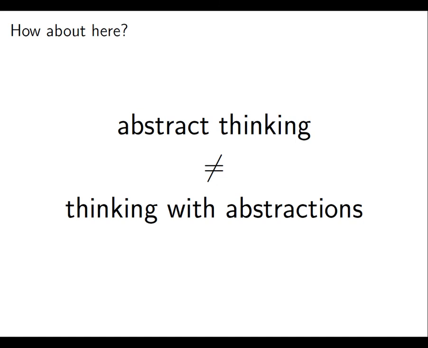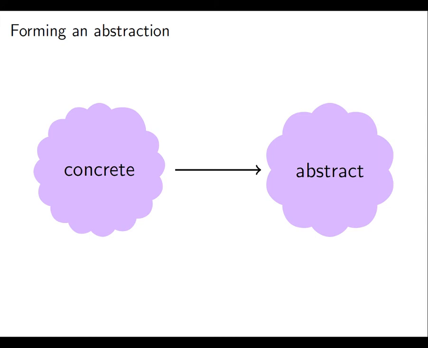This might be slightly more surprising to you. It turns out that there's an important distinction to be made between abstract thinking and thinking with abstractions in the sense that we typically want students to do in software engineering. And my claim is that abstract thinking is necessary but not sufficient for students to be able to succeed in this area. So let's say a bit more about that.